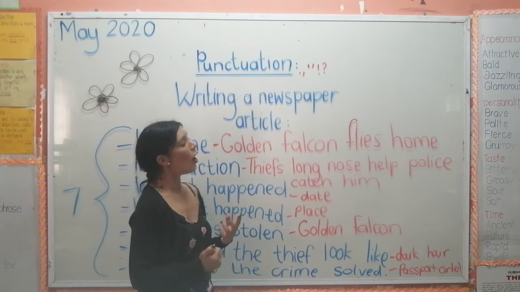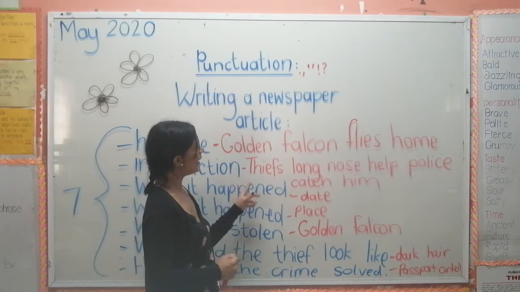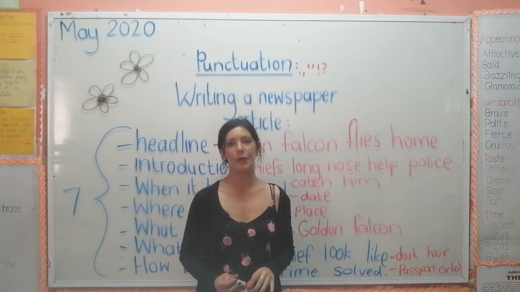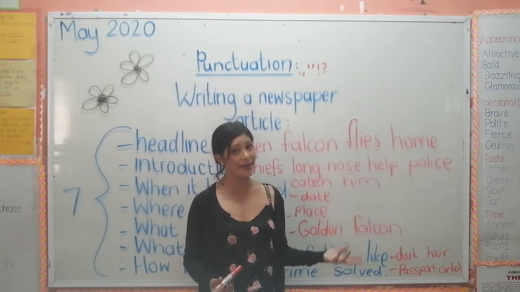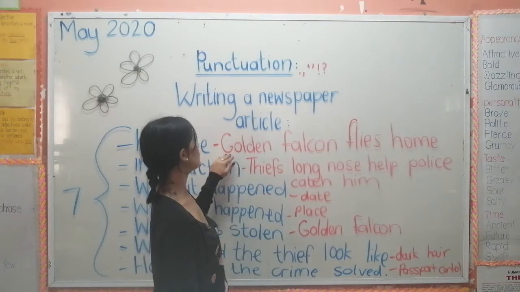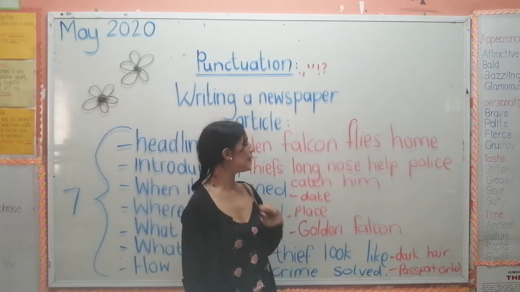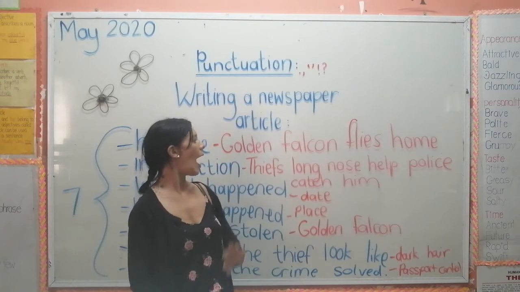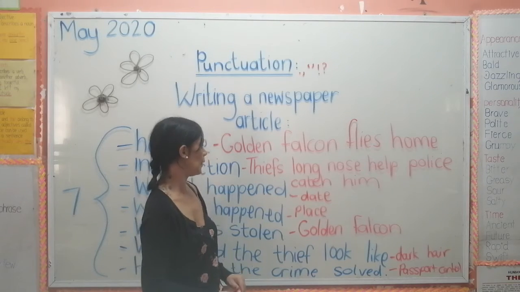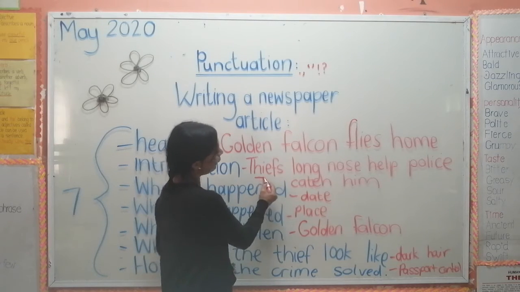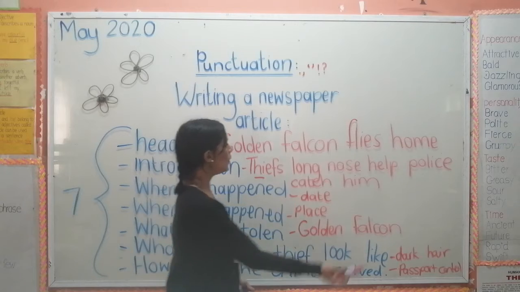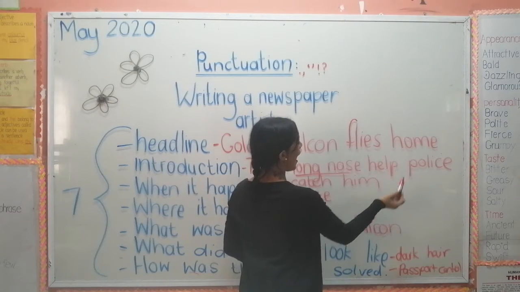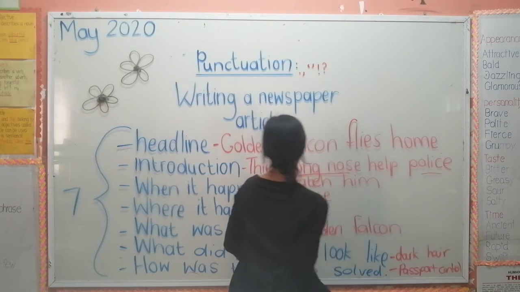Now, the introduction on page 116 is "Thief's long nose helps police catch him." Right, so people are going to read that second. The first thing they'll read is "Golden Falcon Flies Home." The second thing that they will see is that the thief's long nose helped the police to catch him. Already we have thief, which draws attention. We have facial features, and we have police.